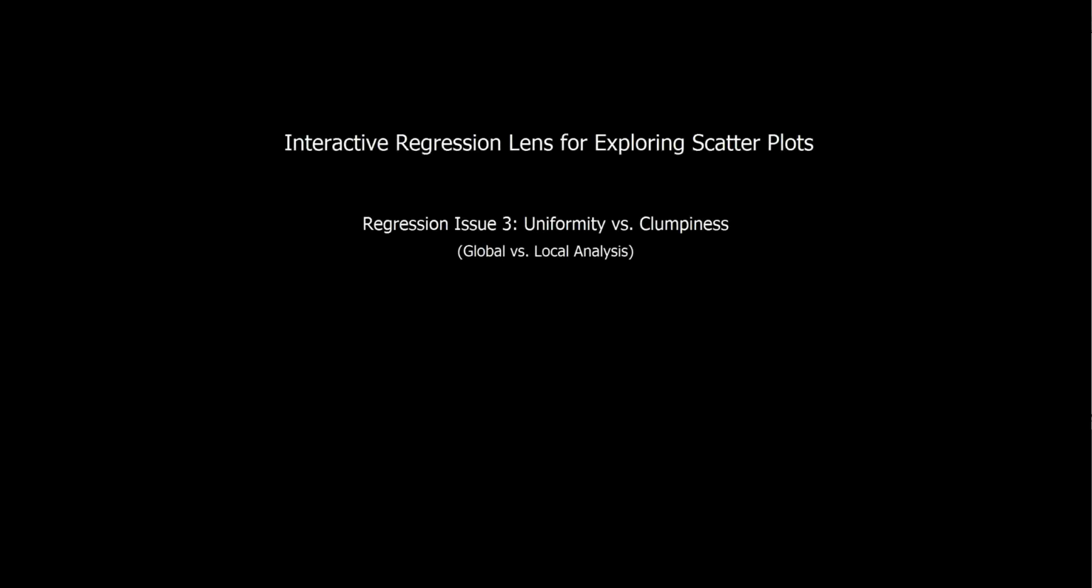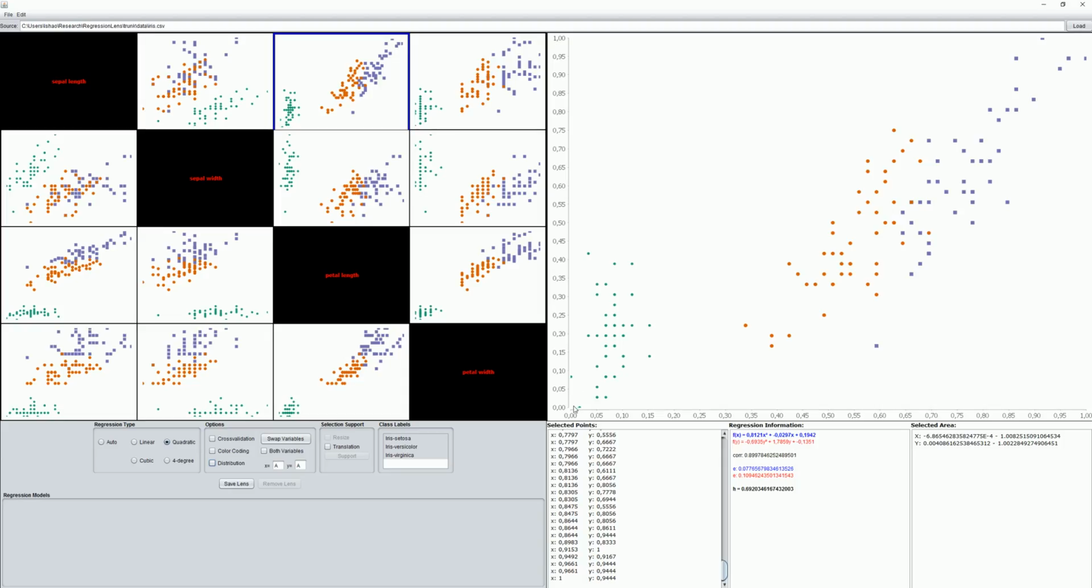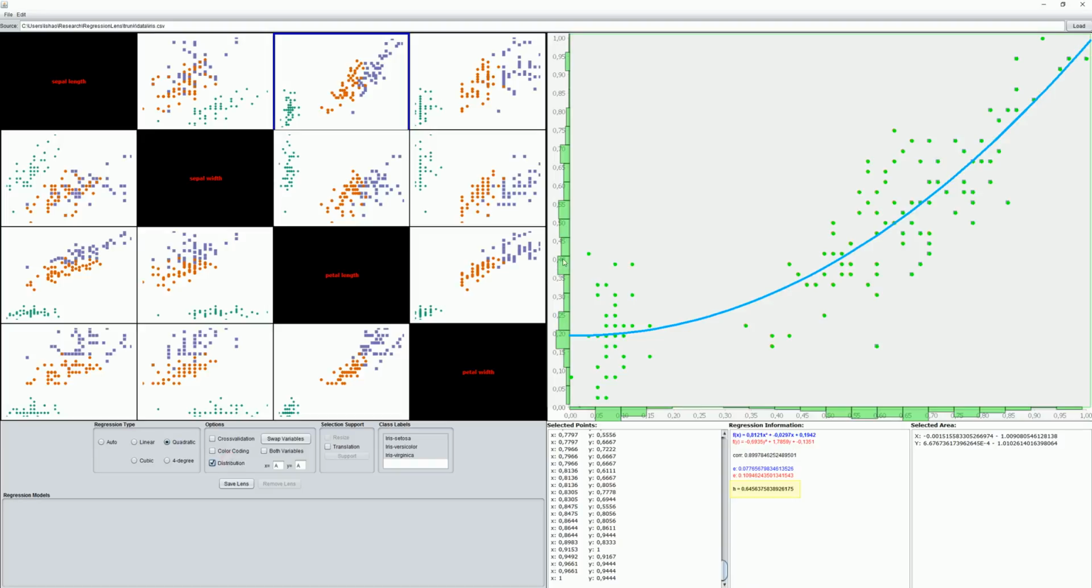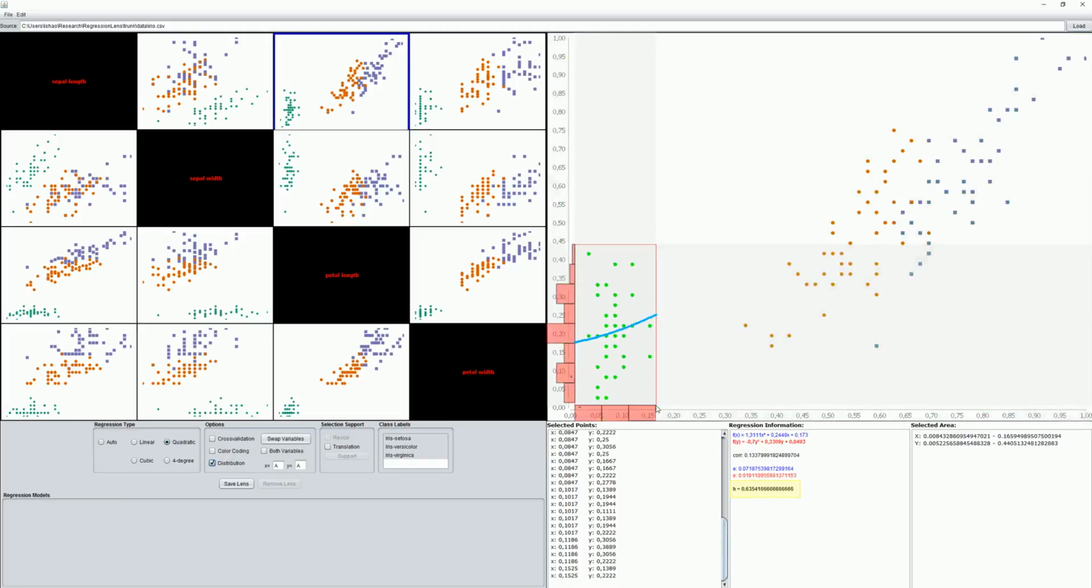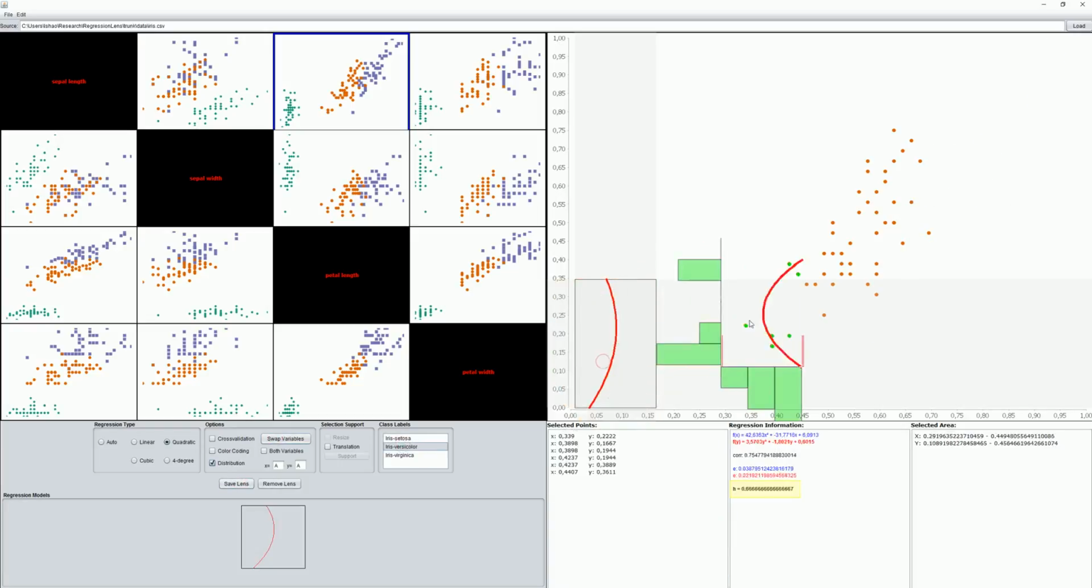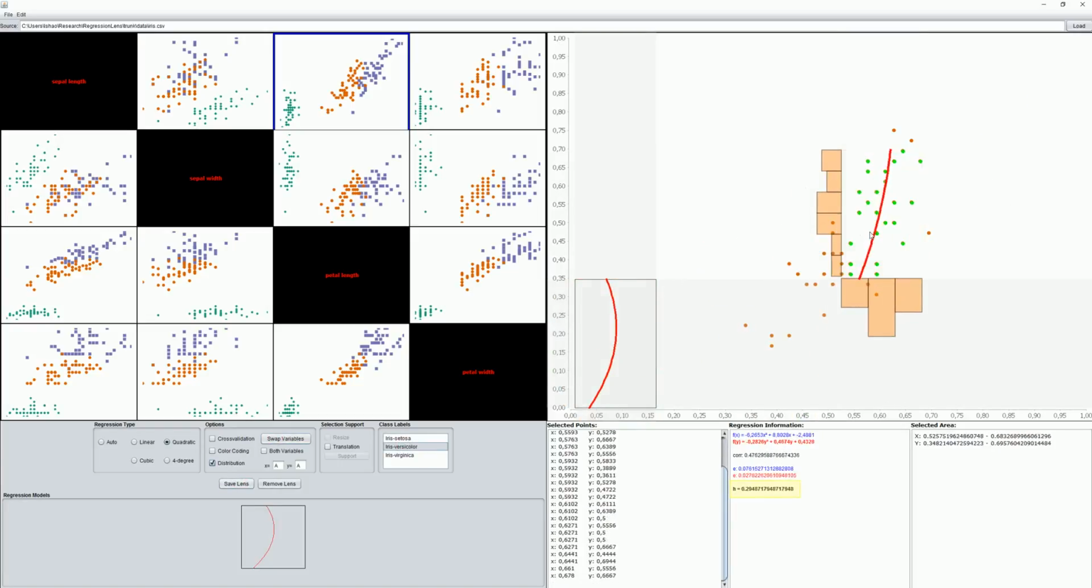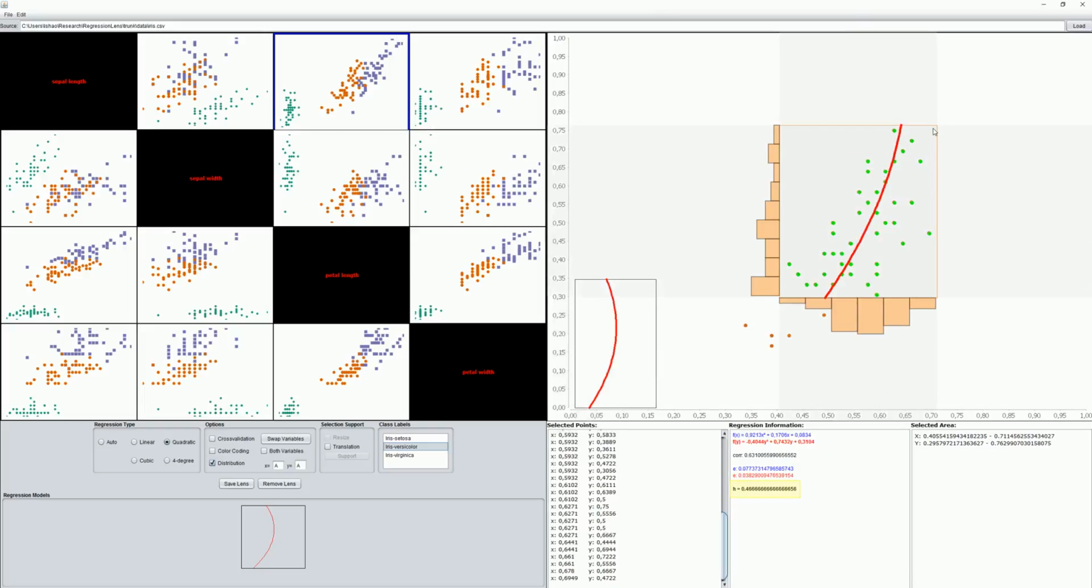Regression issue 3: uniformity versus clumpiness. To find uniformly distributed selections, the distribution measure and axis histograms can be used. A good indicator where to split the selection are gaps along the histogram axis. The lower the H value, the better is the distribution. Filter settings can be used to select class-specific data points.